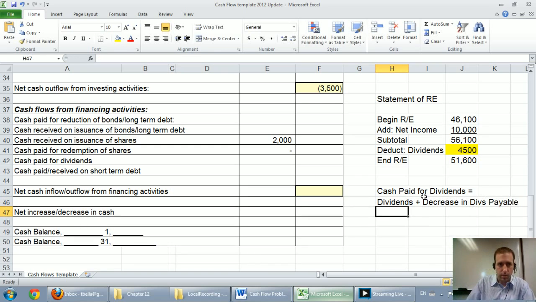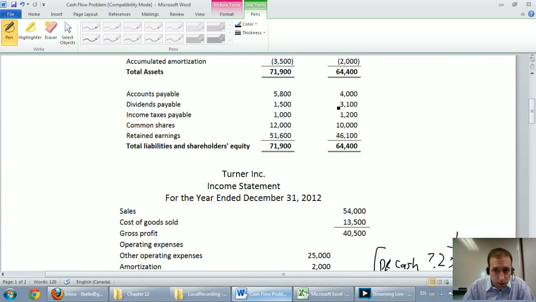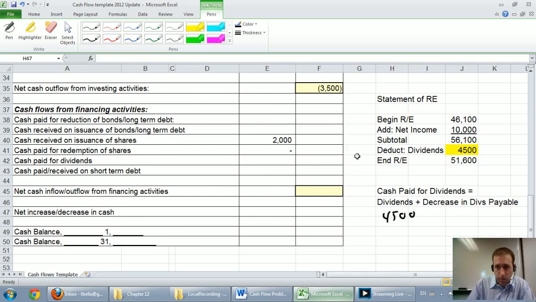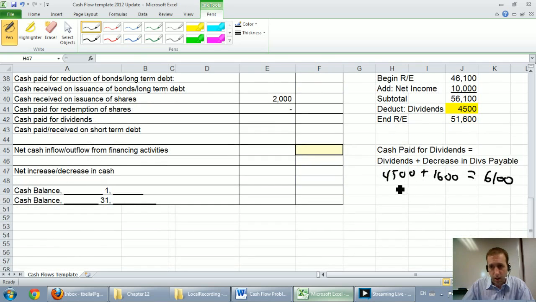So for our company, our dividend amount we just calculated was $4,500. Our dividends payable went from 31 to 15. It went down by $1,600, so there was a decrease of $1,600. So that means we paid more than just what we declared this year because we reduced what we owed. So 4,500 plus 1,600 equals 6,100. And sorry if this is not visible. I hope you can see that. 4,500 plus 1,600, that's 6,100, and that's the amount we paid for dividends.